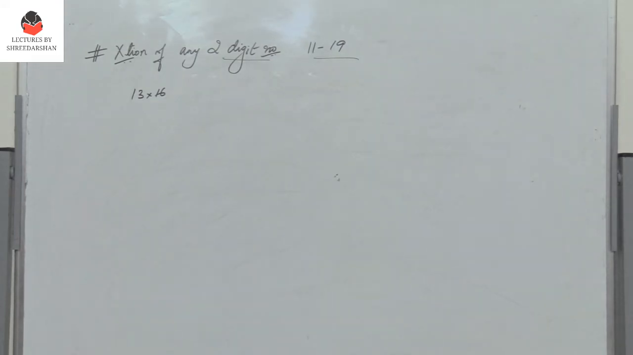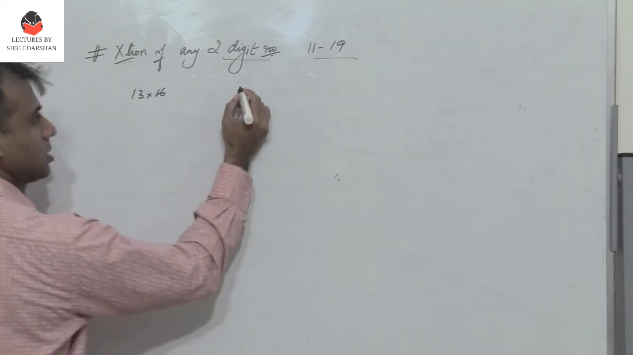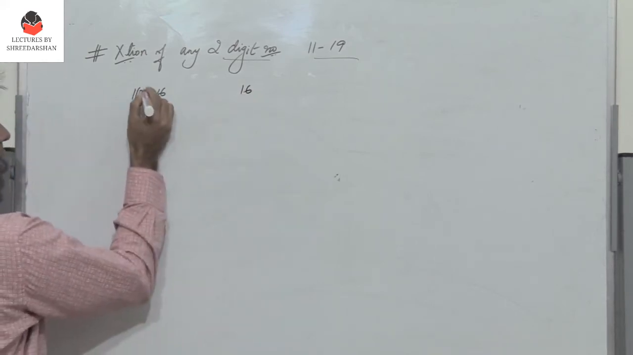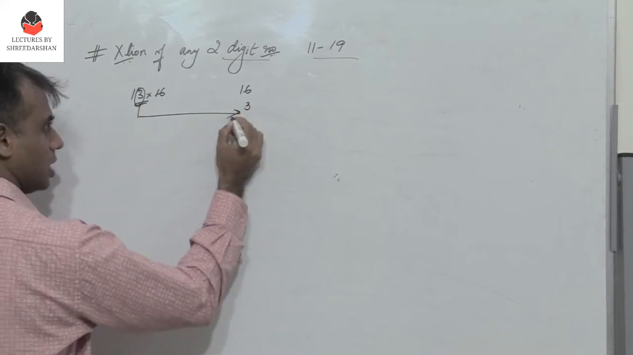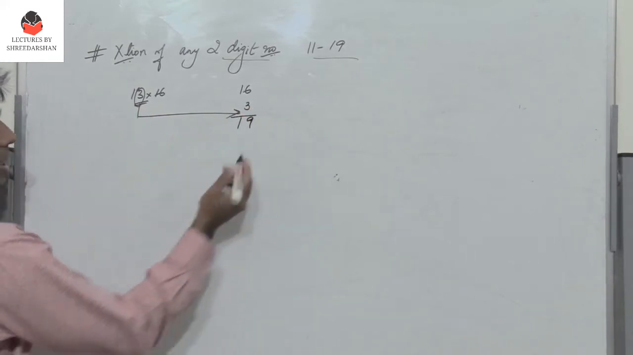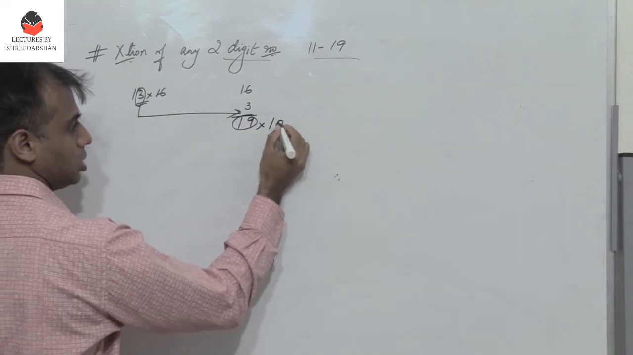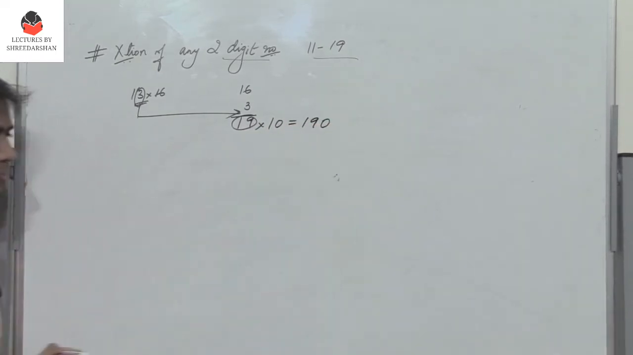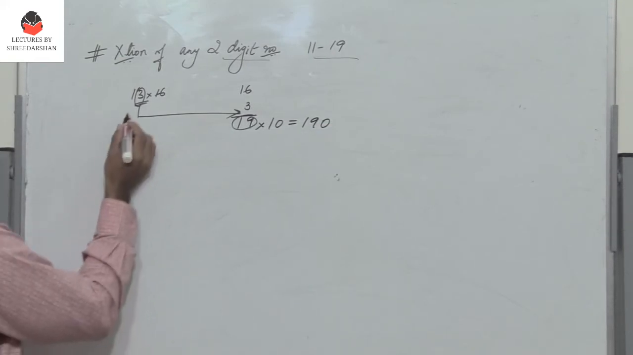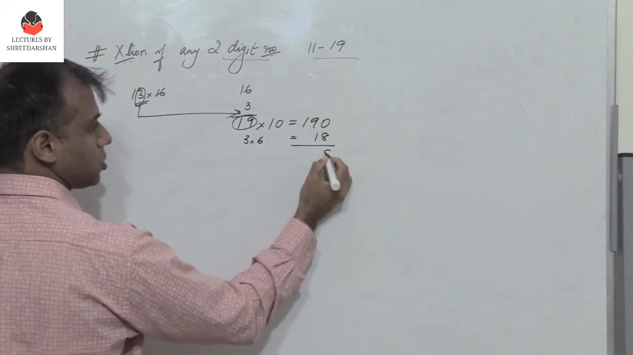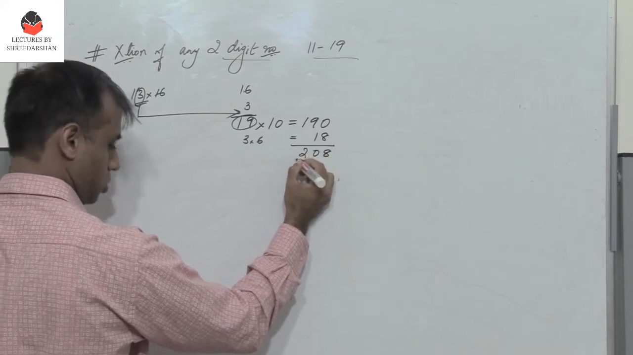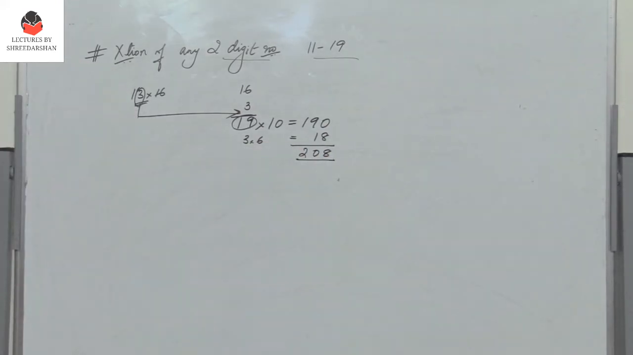What we do is we add the unit digit of the smaller number to the larger number. So I consider the larger number, which is 16. We add the unit digit, which is 3, to the larger number. So I get 19. Multiply this number by 10. So I get 190. Then multiply the unit digits of both the numbers, which is 3 into 6. I get 18. Then add these two. I get 208. So 208 is the answer.